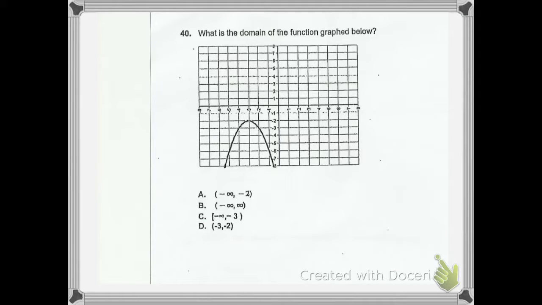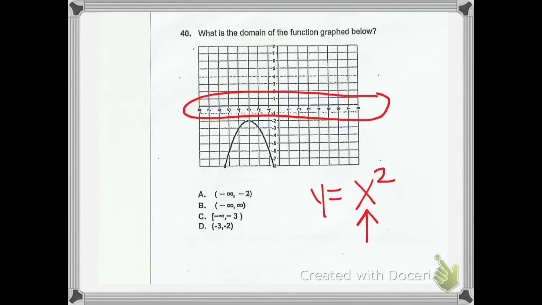Number 40. What is the domain of the function graphed below? Now remember, domain are possible x values, and we haven't talked a whole lot about that. This is a quadratic function, so that would be y equals x squared. So are there any numbers that you cannot substitute in for your x values? And the answer is no. I could put any number I wanted to in there. So my answer choice would have to be D. For any quadratic function, the domain is going to be negative infinity to positive infinity.